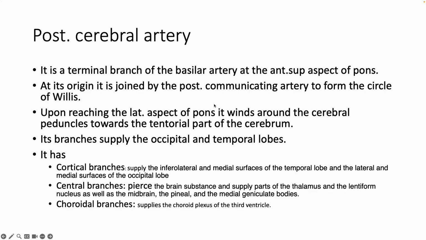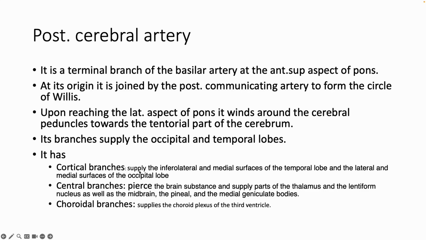يعني هذا يجي صار بنهاية البونز، صار left to right posterior cerebral، تلقى شي يسوي؟ يلوف داير مداير الميد برين، يطلع النوبة posteriorly ويتلقى posterior communicating artery حتى يسوي circle of Willis. It has هنا posterior cerebral artery cortical branches, central branches and choroidal branches.